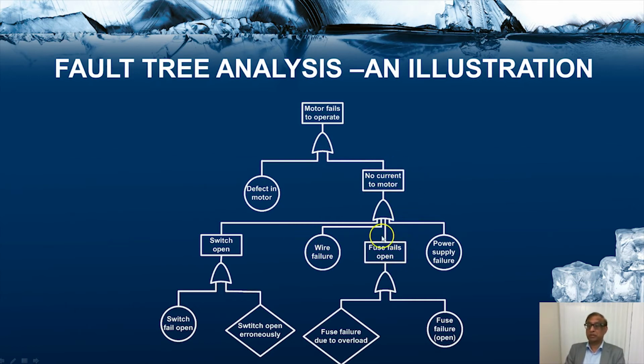Here we are further developing the fuse failure: a fuse failure due to overload, it got burned, or the fuse is just open, it is not functioning. Then also there will be no supply to the motor and the motor will not operate. Similarly, you do the analysis, and if it is an OR gate, you can create a series system configuration. Then you know the probability value of all these items, switch open, wire failure, and you can calculate the reliability. You can start putting in the numbers and you get some quantity. What is the chance that the motor will fail to operate? You can do this analysis.